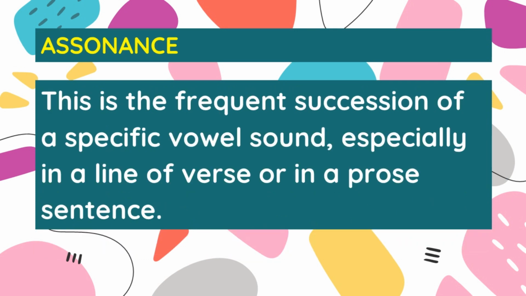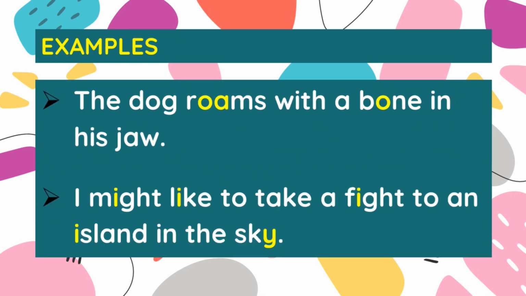Assonance. Assonance is the frequent succession of a specific vowel sound, especially in a line of verse or in a prose sentence. Examples: The dog roams with a bone in his jaw. I might like to take a flight to an island in the sky.